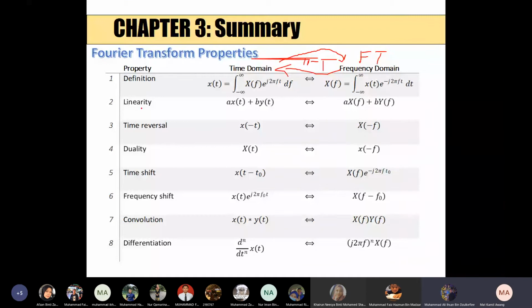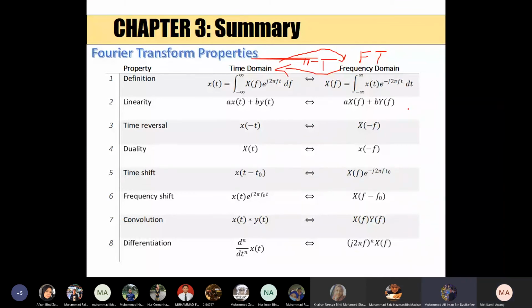The first property is the linearity property. It says that if in the time domain you have a x of t plus b y of t, in the frequency domain the linearity is preserved, so it becomes a X of f plus b Y of f. The addition and subtraction of two functions in the time domain is preserved in the frequency domain. For time reversal, x of minus t, when transformed into the frequency domain, you have capital X of minus f. So time reversal is also preserved.